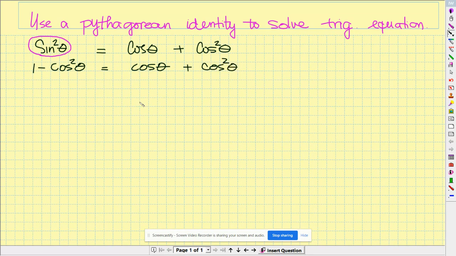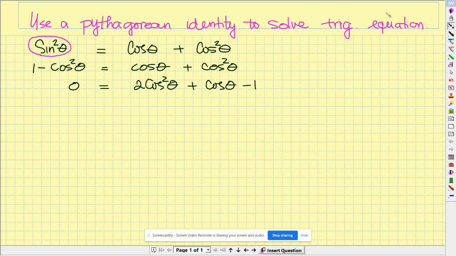Next, we are going to make sure one side of the equation is 0. So we are going to subtract 1 from both sides, and we're going to add cosine squared theta to both sides. So this is cosine squared theta plus cosine squared theta, which gives us 2 cosine squared theta. And we bring this cosine squared theta down. And then we subtract 1.